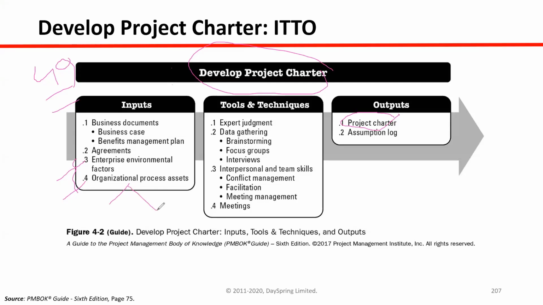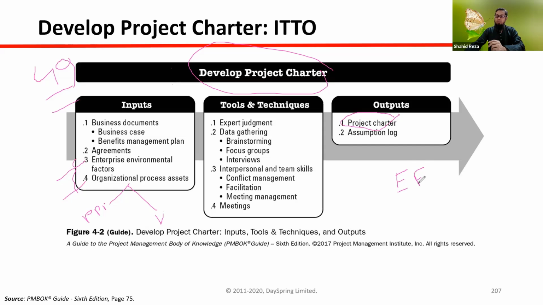And organizational process assets, two types, right? Process, policy, procedure, and another one is what? EEF is two types. Can you remember EEF is two types? One is external, right? And I have given an example, PESTLE, right? Can you remember PESTLE? PESTLE is the external factors. And the other one is what? Internal, right? Internal.